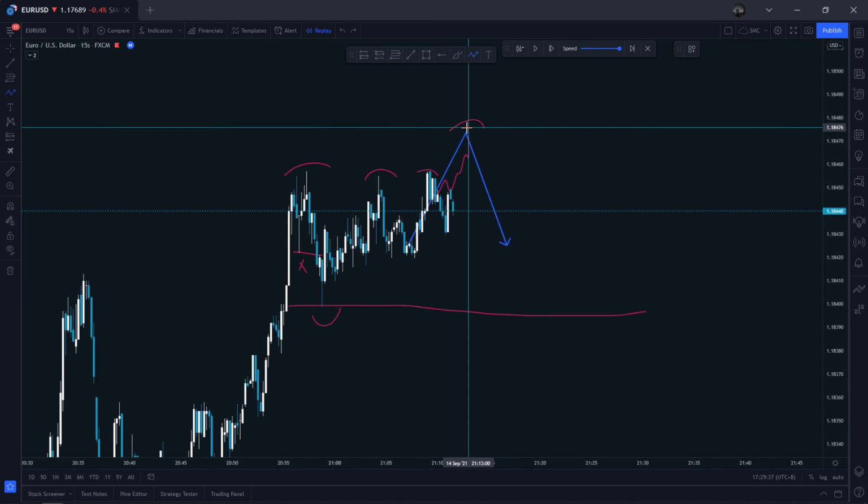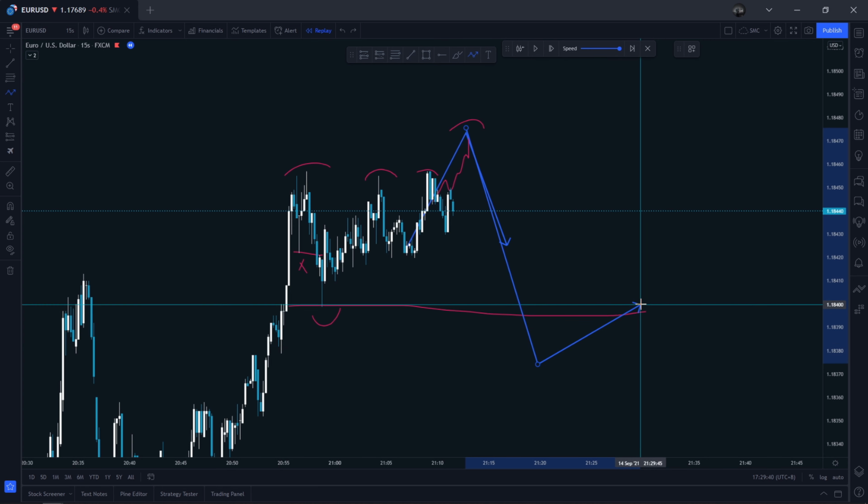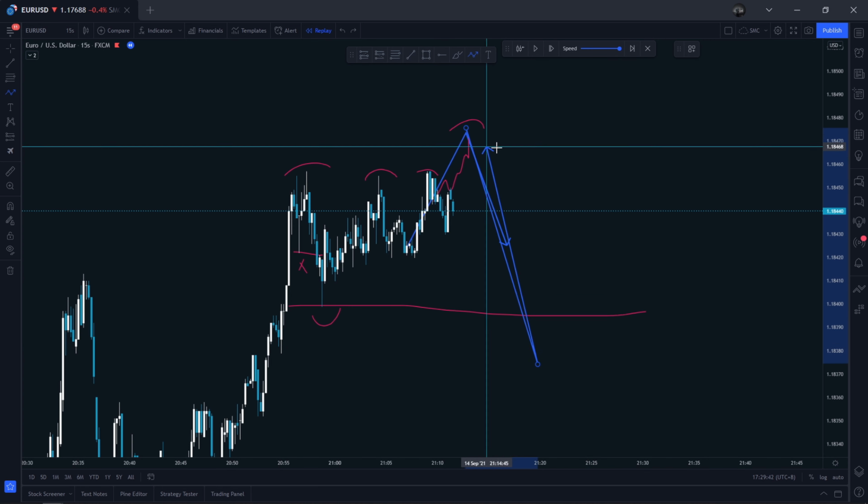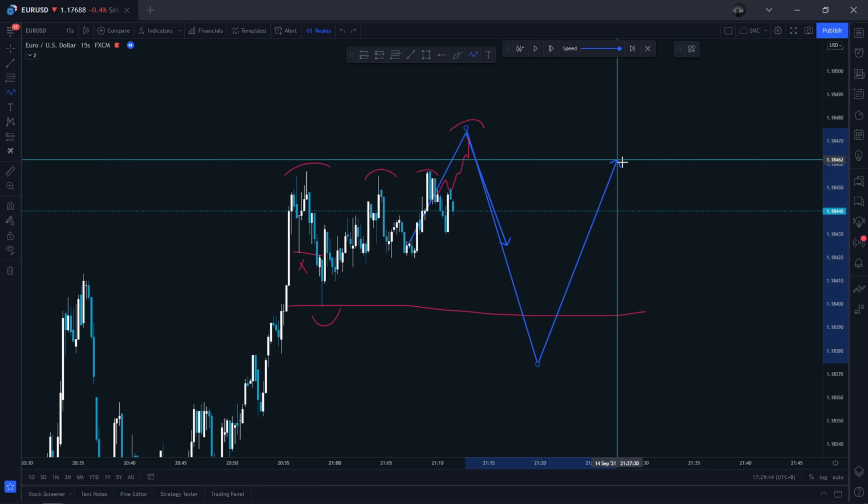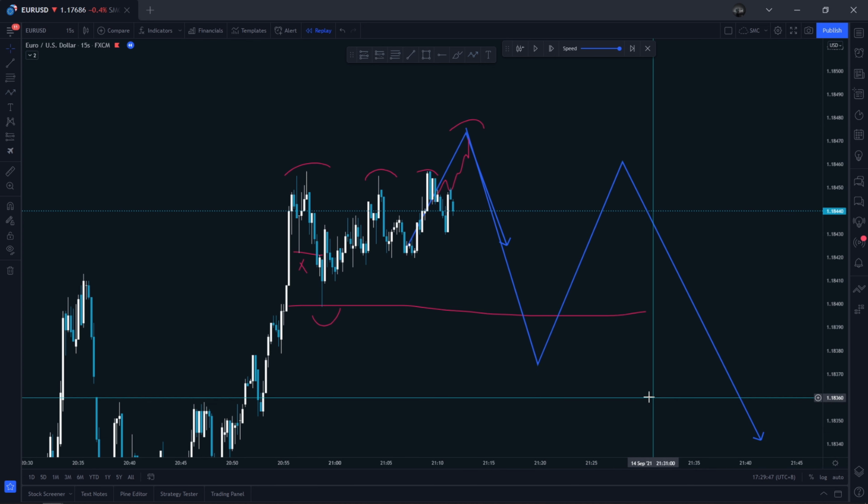As soon as price breaks that low, now it's a valid Wyckoff. Then we look again for OBs to enter on the retest, then we bring it lower.